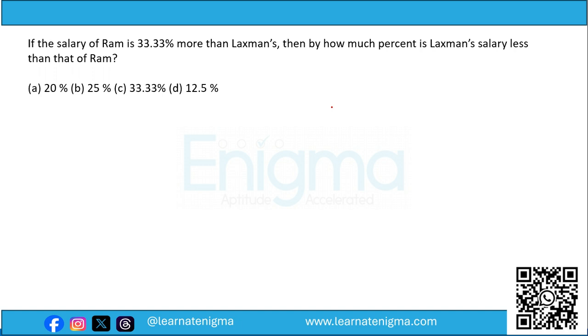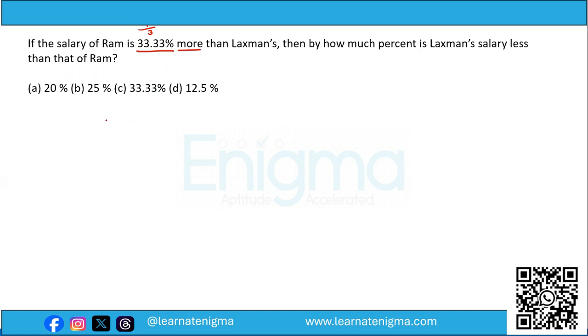If the salary of Ram is 33.33% more than Lakshman's, then by how much percentage is Lakshman's salary less than that of Ram? Now, 33.33 percentage, the fraction equivalent is 1 by 3. And more, that means the multiplier will be 1 by 3, that is 4 by 3.